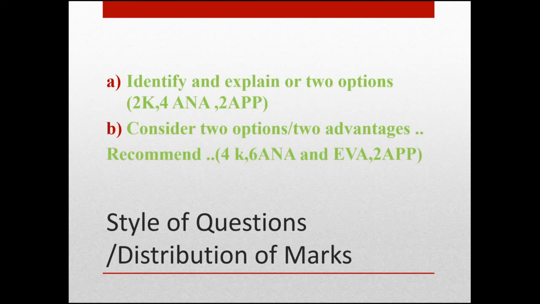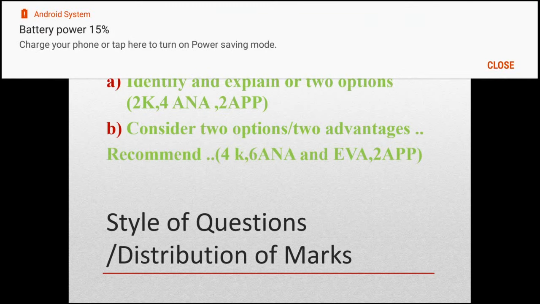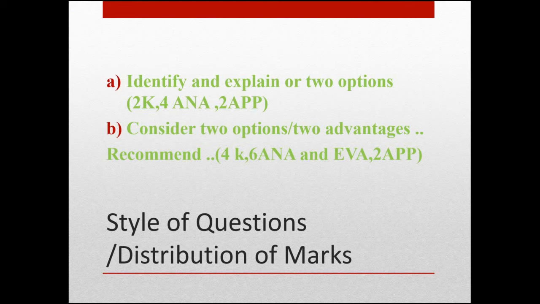So the question style will be either identify and explain, or sometimes they say identify and explain 2 options. They give you 2 options and they say identify and explain. So it's the same as paper 1, but you have to give more details now. So you'll take 2 marks for knowledge, 4 marks for analysis. See, they concentrate on analysis here, and 2 marks for application.